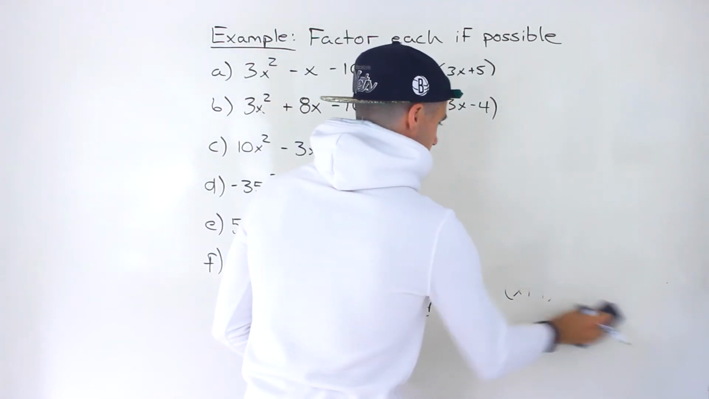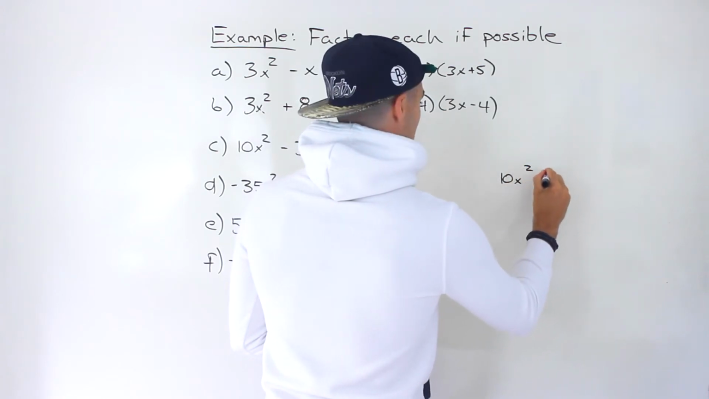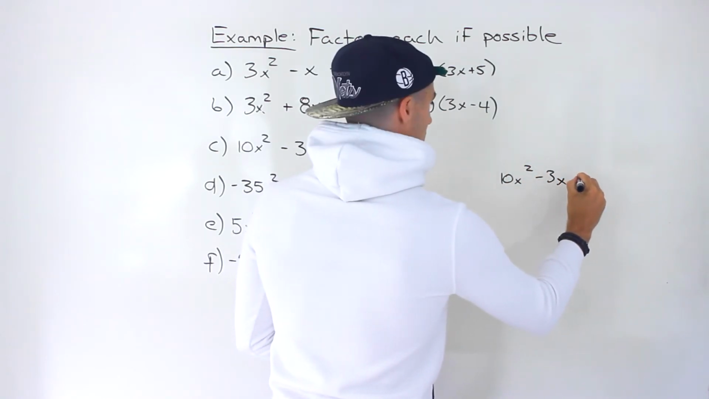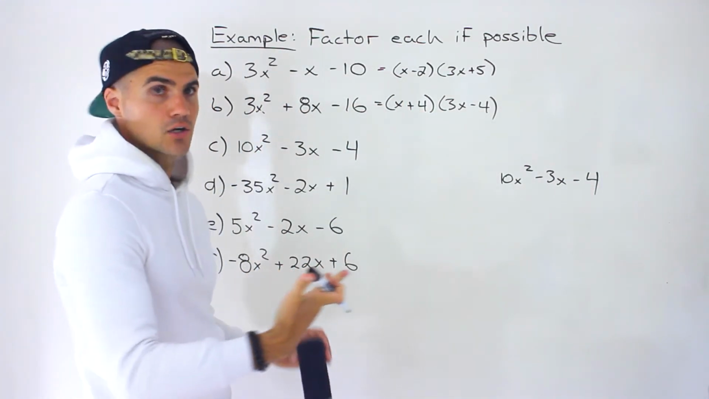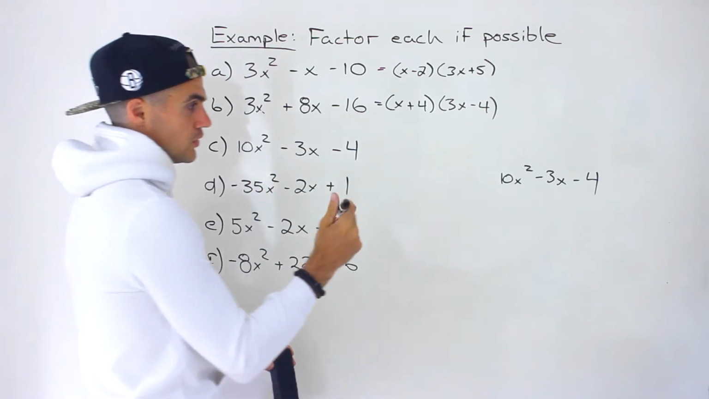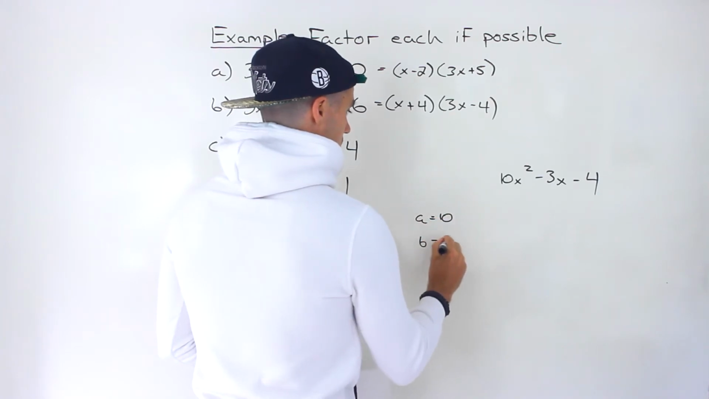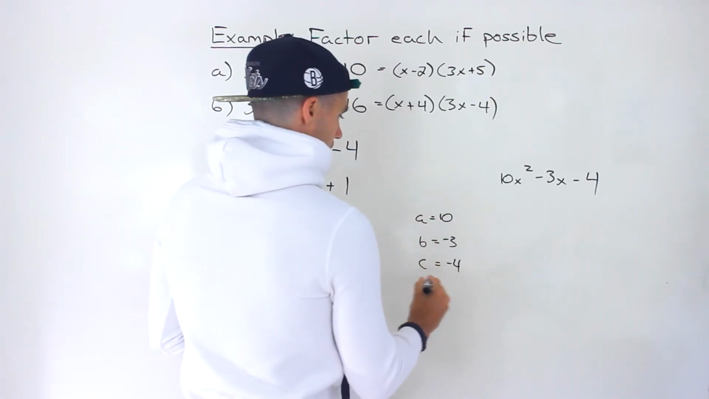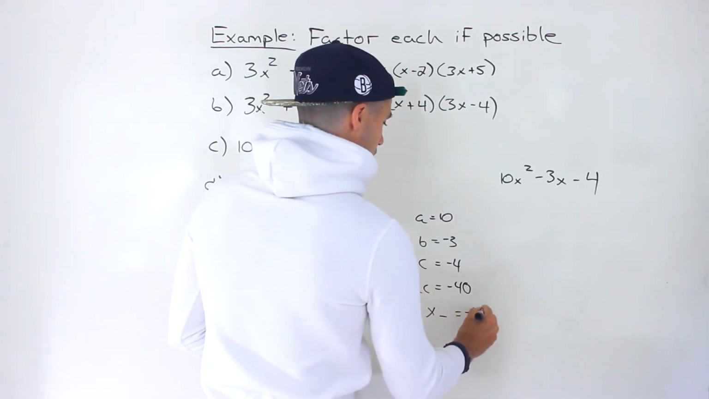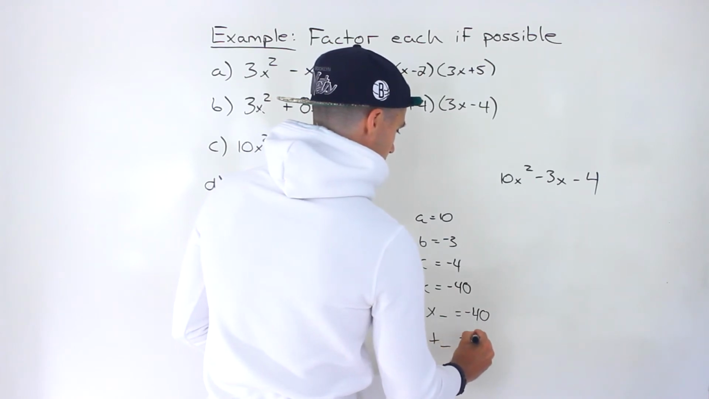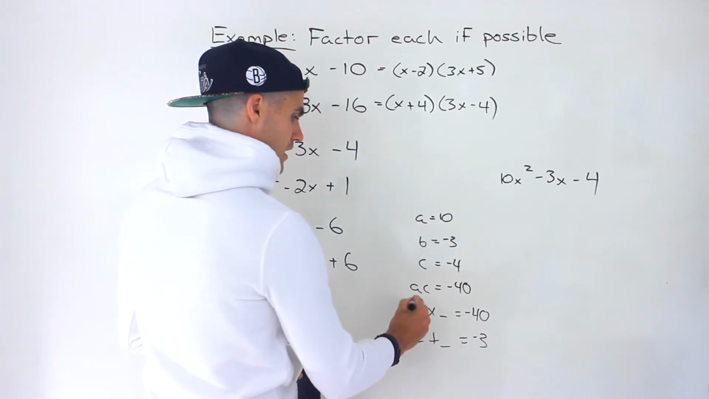Moving on to part C, so we have 10x squared minus 3x minus 4, like that. And again, first thing we check, greatest common factor between the 10, 3, and 4, no greatest common factor, so let's go into decomposition. And then the AC value will be negative 40, find two numbers that multiply to negative 40, and then add up to that B value of negative 3. The two numbers would be what? Negative 8 and positive 5?